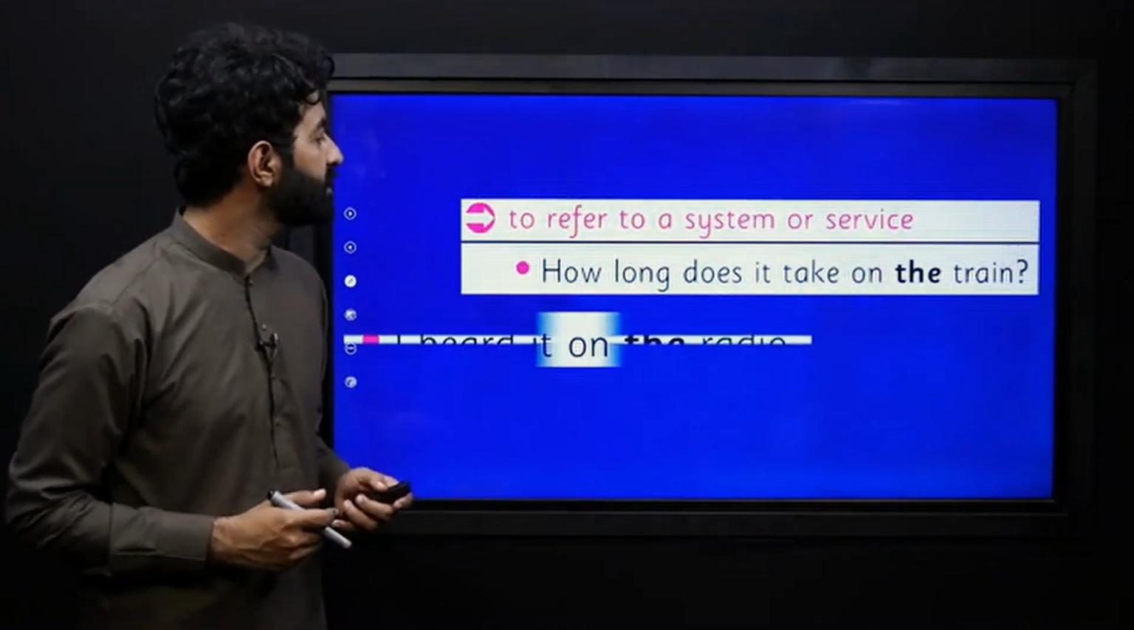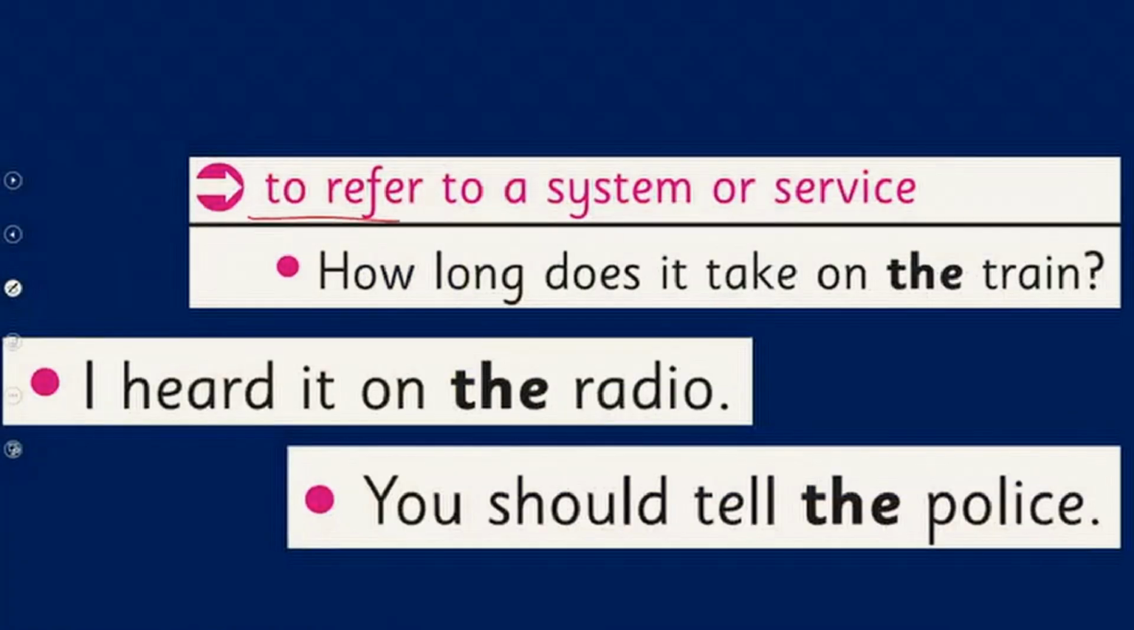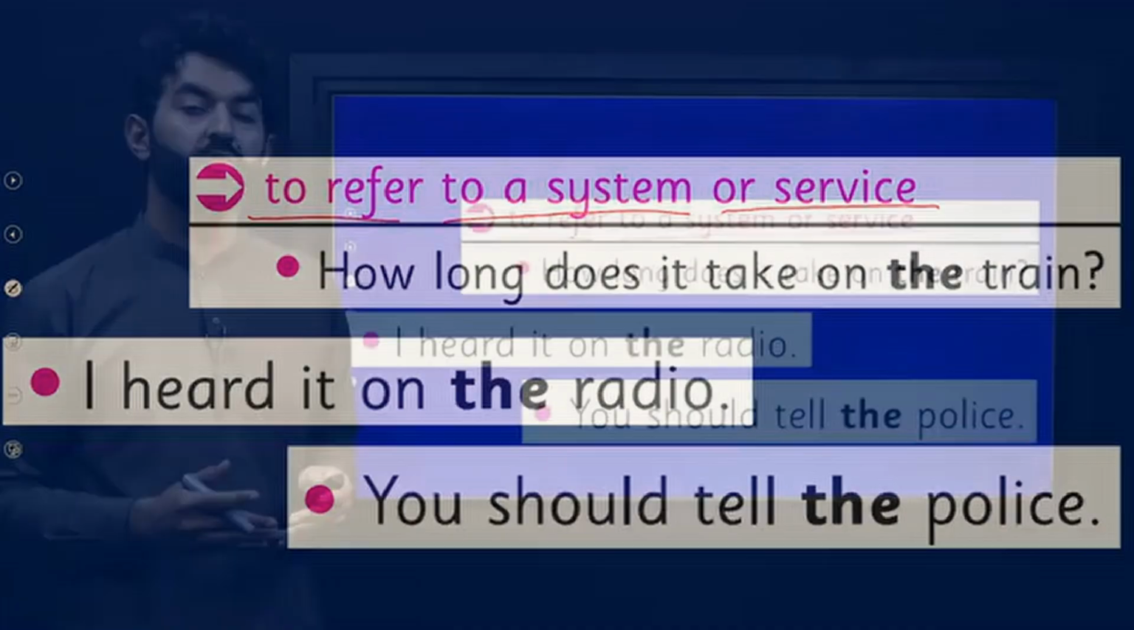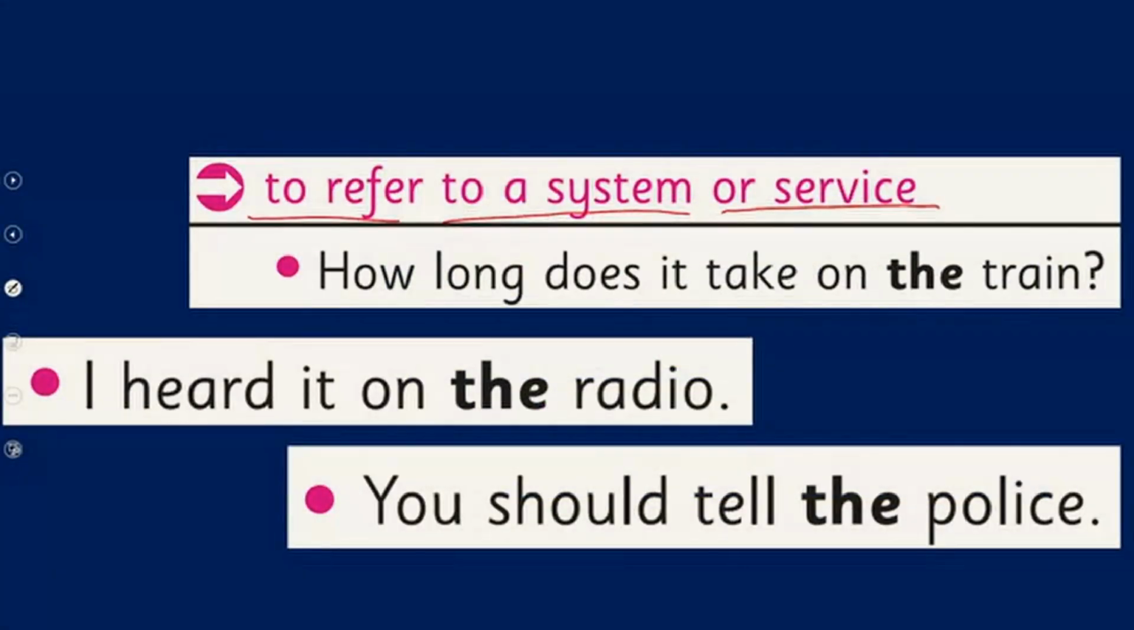So now let's see what do we have further. We use it to refer to a system or service. This is when we use the article the. How long does it take on the train? Or I heard it on the radio. You should tell the police. This is when we use the definite article the.